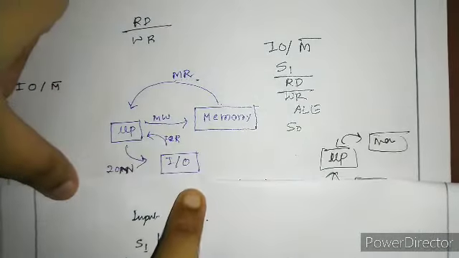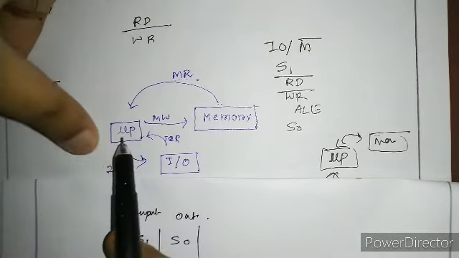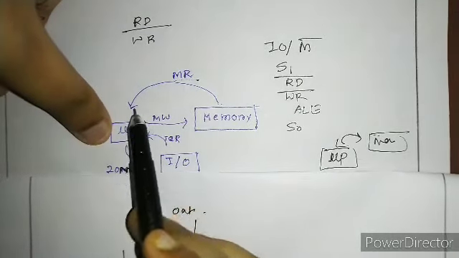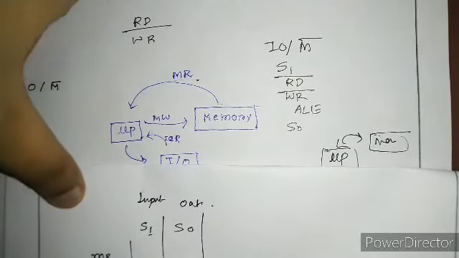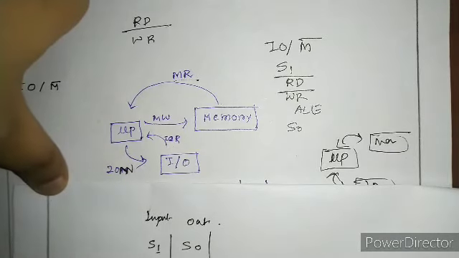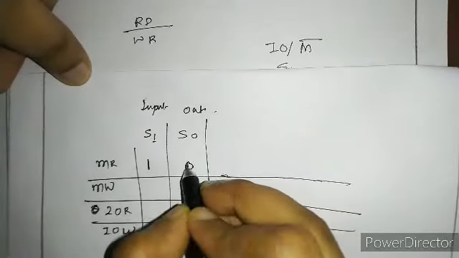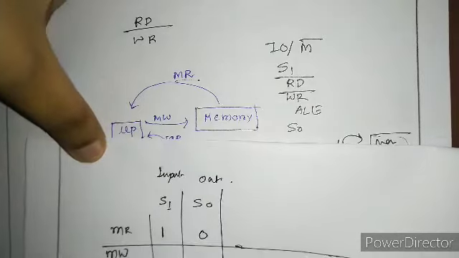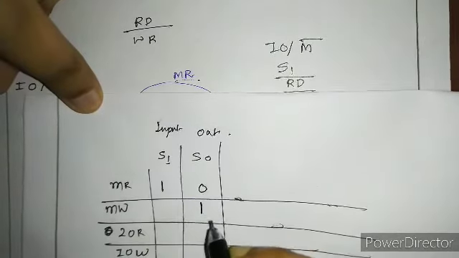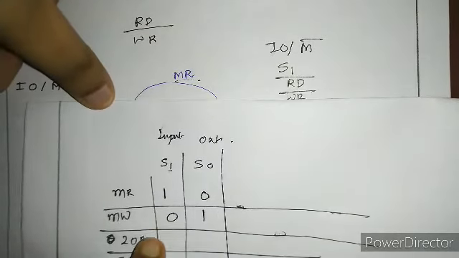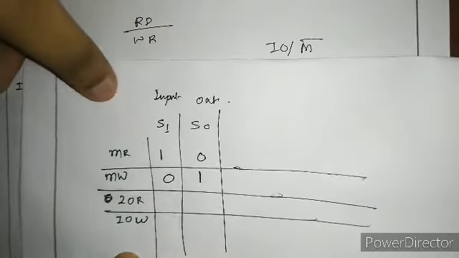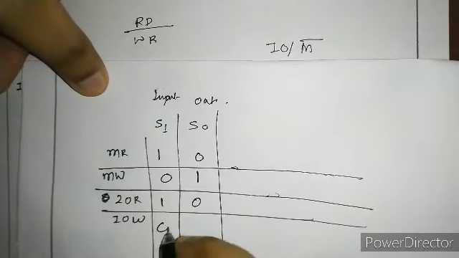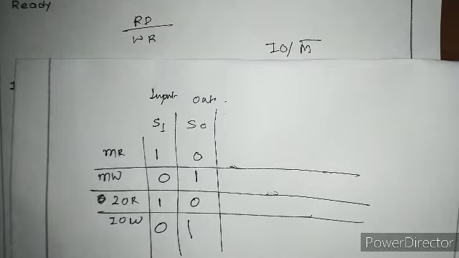When a memory read happens, this means that it is an input operation for the MUP, right? So input will be 1, output will be 0. Write is an output operation, so this will become 1, this will become 0. Same goes with IOR and IOW: 1 0, 0 1. Okay.